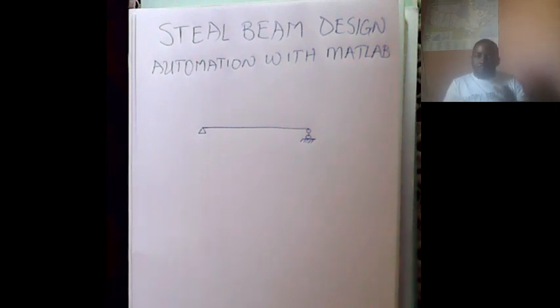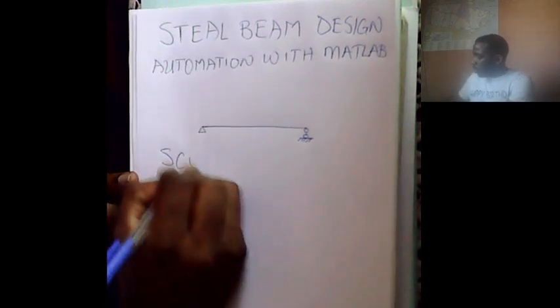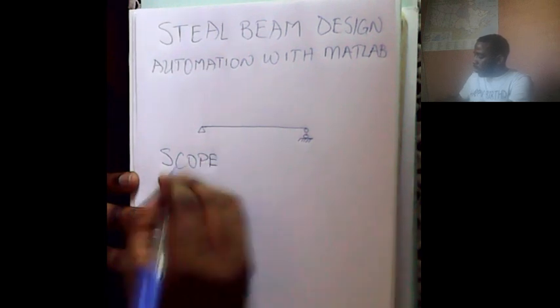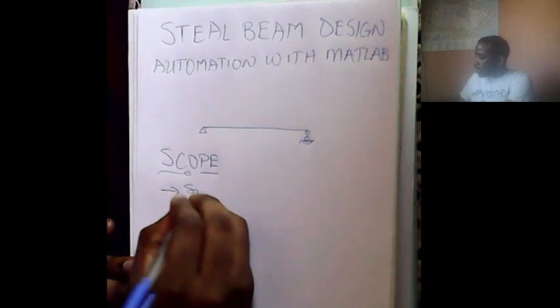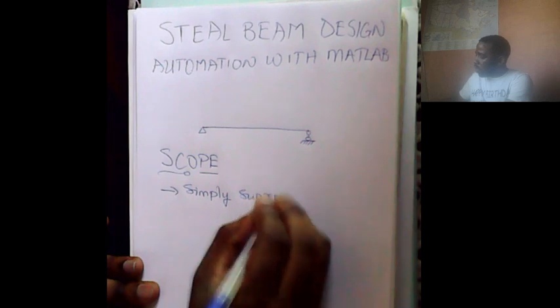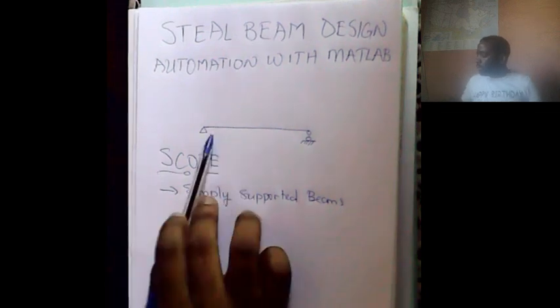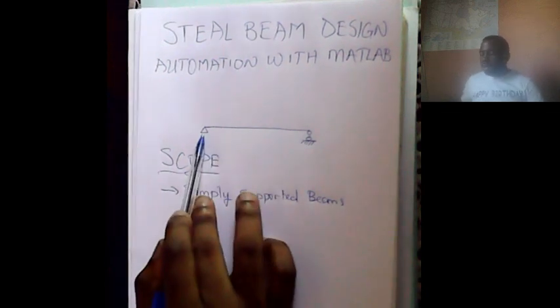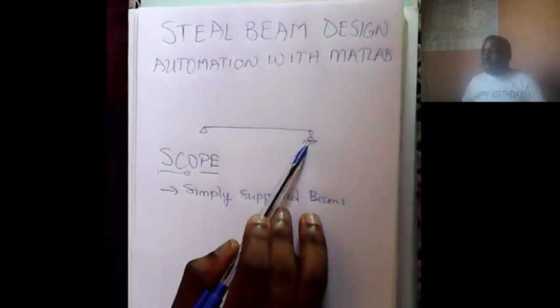Obviously, when we say beam design, for our particular case here, it will not be all types of beams. Let us first of all start with the scope of our work. The scope of our work will be uniquely simply supported beams. We'll work only with simply supported beams. So what you're seeing here has a fixed support at one end and a roller support at the other.